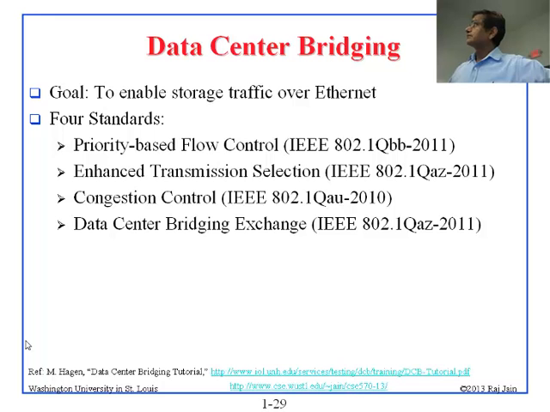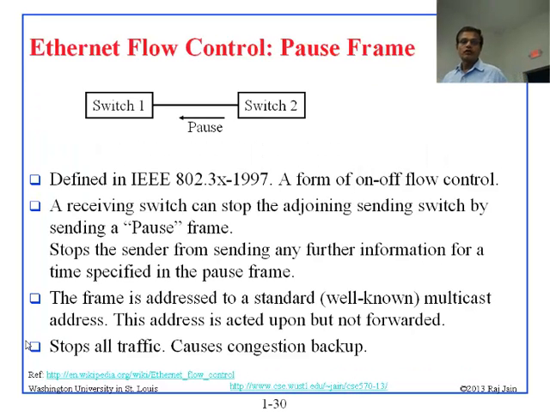So anyway, 4 standards: priority-based flow control, enhanced transmission selection, congestion control, and data center bridging exchange. And I'm going to just go one by one. So flow control is easy.